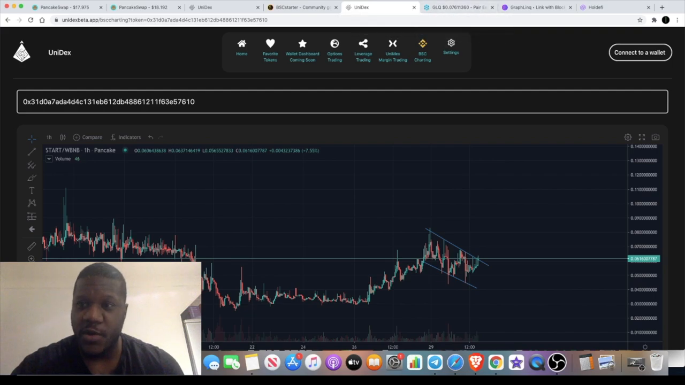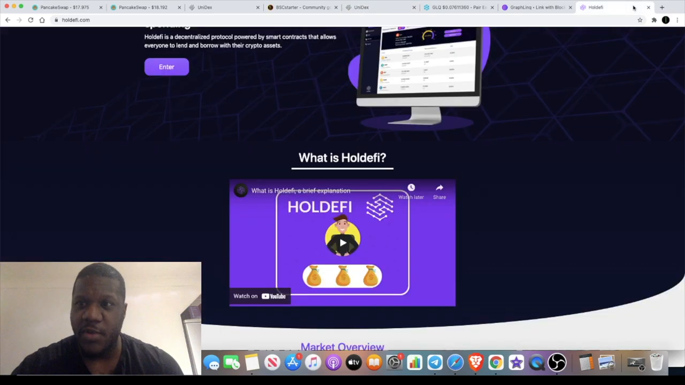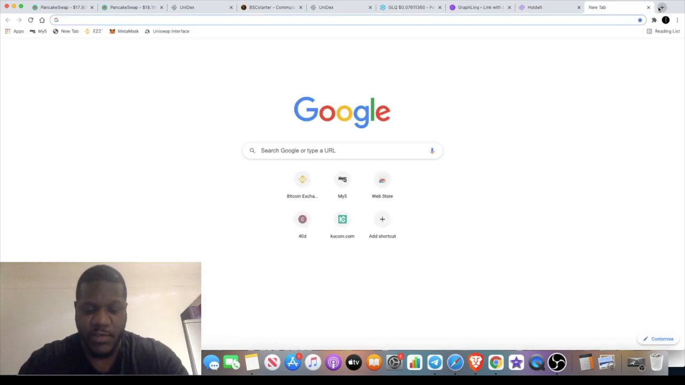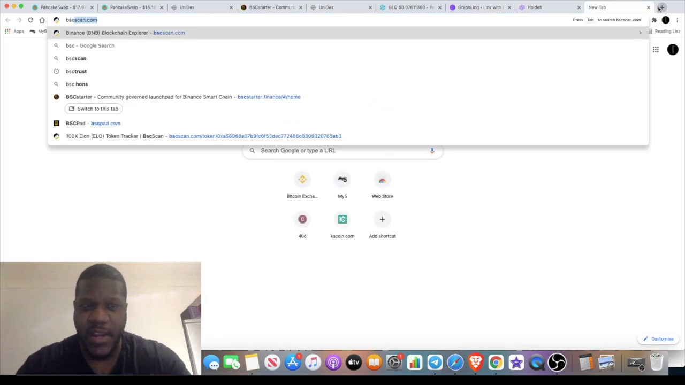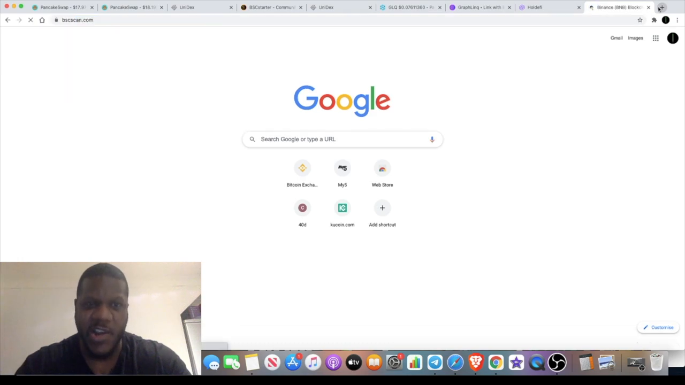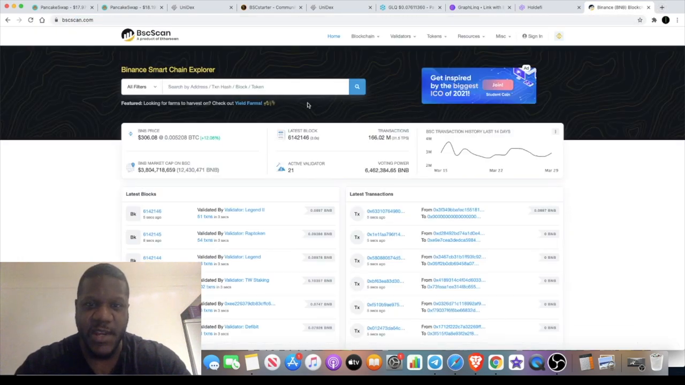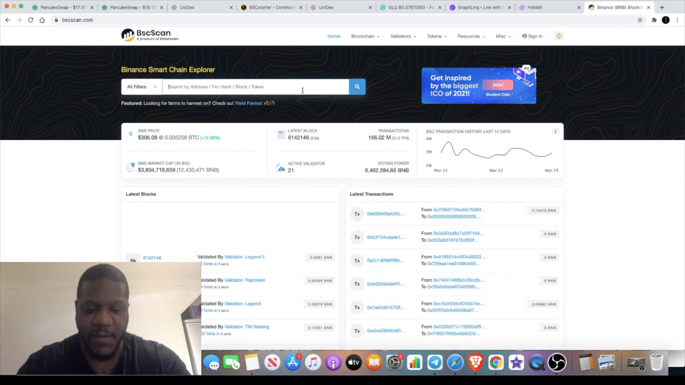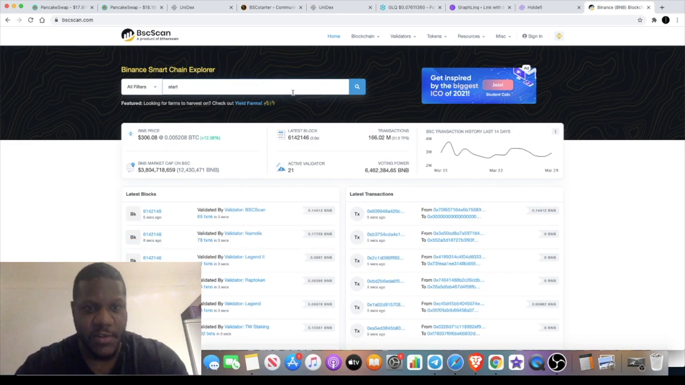In fact, if you go onto BSC Scan and you pull up BSC Starter, right, you'll see that people are actually buying the allocated amounts, like 100 and stuff like that, and that to me indicates that these people are going to be staking. So we're going to look for start token.